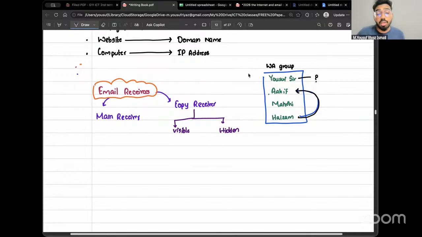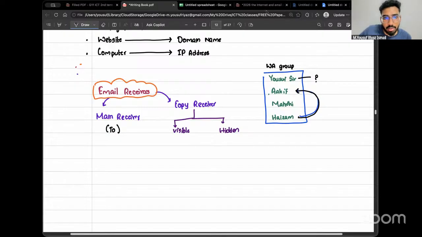Sorry for the interruption. No. So he is expecting a reply mainly from Akif, right? So when you're sending email as well, there are certain people you're mainly expecting a reply from. It can be one person, it can be multiple people. The people you're mainly expecting a reply from, we put their email address in front of this To section.